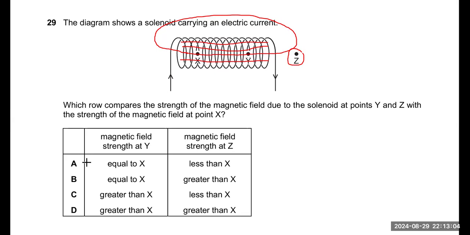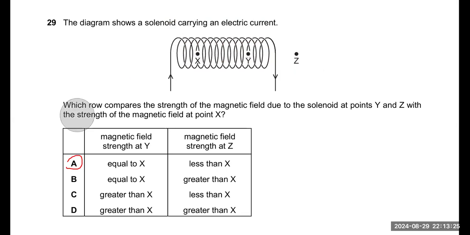Okay, so look at the options. Magnetic field strength at Y is equal to X. Yes, equal to X. And magnetic field strength at Z less than X. Yes, because at Z it is weaker than at X. So the first option is correct. Okay, understand? It is a very easy question.